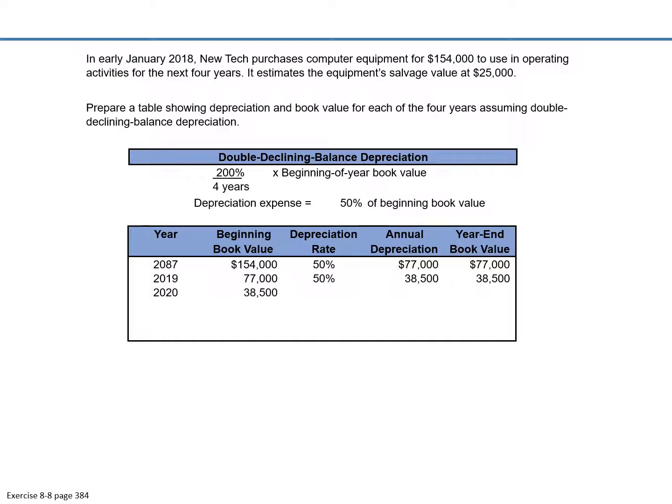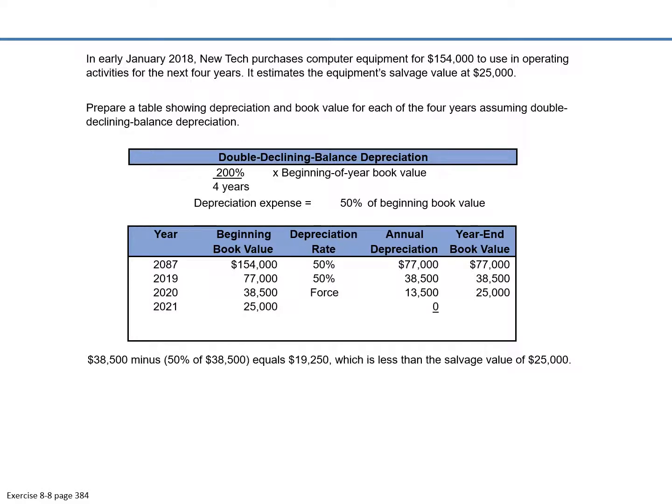Then in year 3, we start at 38,500 times 50%, but the problem is 50% will get us to a number less than our salvage value. So we just plug it. 38,500 minus 25,000 means we record $13,500 of depreciation in year 3. Then in year 4, we're not going to record anything. So we have total depreciation of 129,000, total cost of 154, total salvage value of 25.